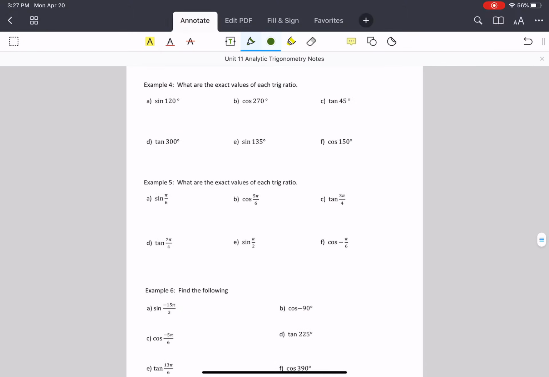Okay, so now let's apply our unit circle. So we're gonna do example 4 and part of example 6. The ones that we're gonna do are just in degrees for now, okay? So example 4, we want the sine of 120 degrees.